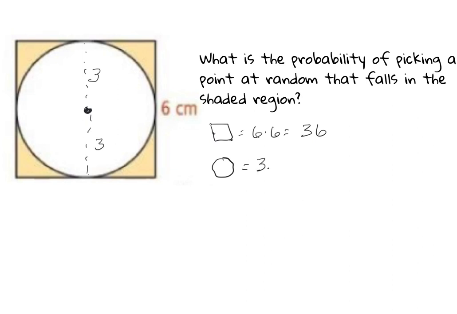So 3.14 times 3 squared, which is 28.26, which we subtract from our 36 for a total of 7.44. Nope, 7.74.